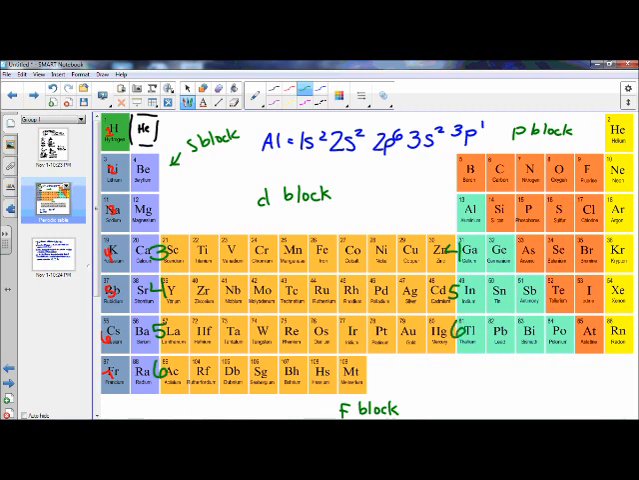So if you look at it, the order in which orbitals are filled in is 1s, 2s, 2p, 3s, 3p, 4s, then 3d, then 4p, then 5s, then 4d, then 5p.